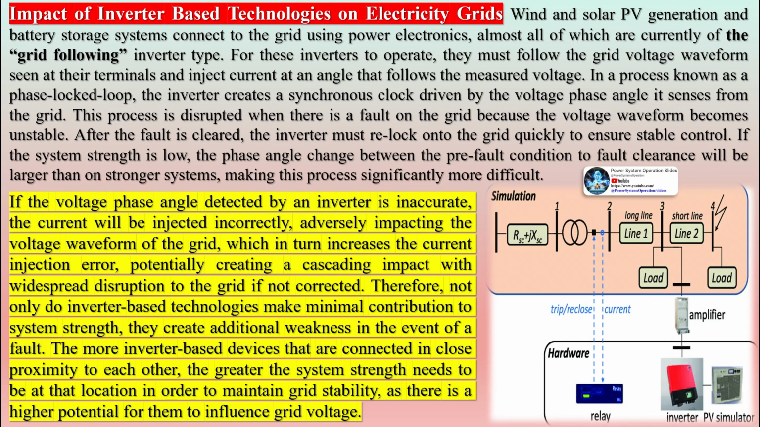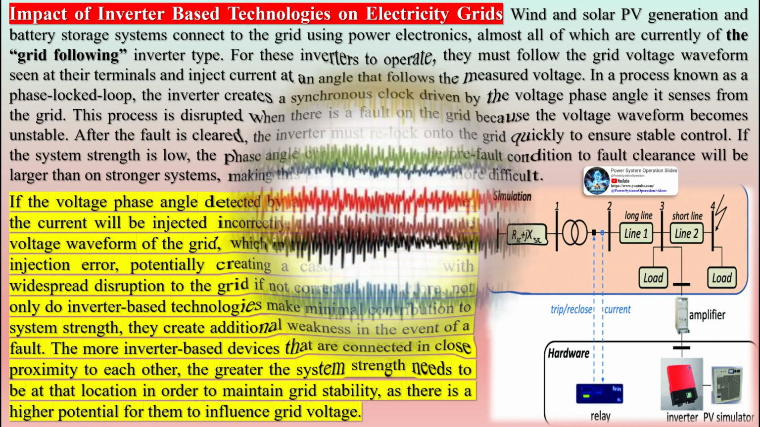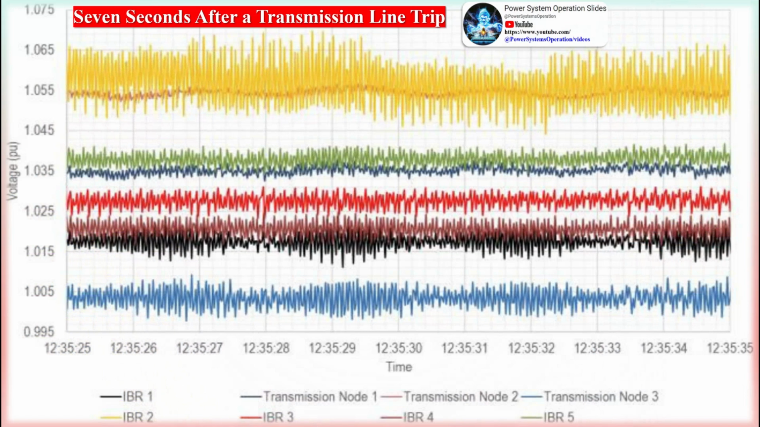Impact of inverter-based technologies on electricity grids. Wind and solar PV generation and battery storage systems connect to the grid using power electronics, almost all of which are currently of the grid-following inverter type. For these inverters to operate, they must follow the grid voltage waveform seen at their terminals and inject current at an angle that follows the measured voltage. In a process known as a phase-locked loop, the inverter creates a synchronous clock driven by the voltage phase angle it senses from the grid.